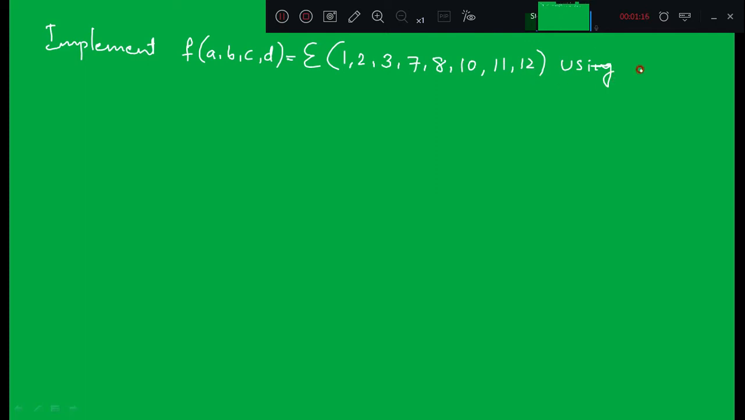So let me use 8 is to 1 mux, right? Sometimes they will also tell the mux, that is the IC number, which is 74151. So this can be done using two ways, as we have already discussed in the last class, that is using truth table and using a k-map.